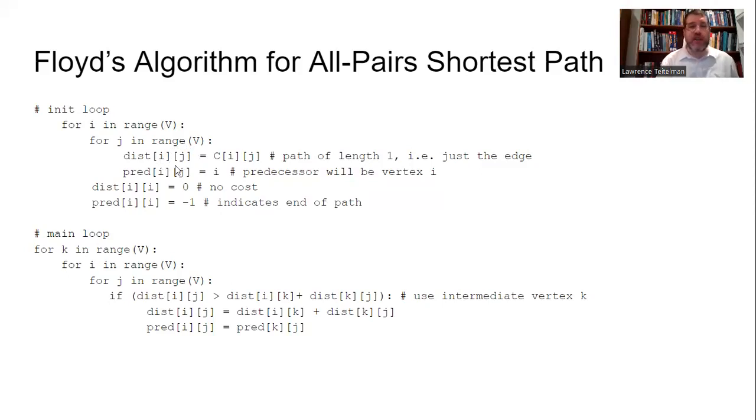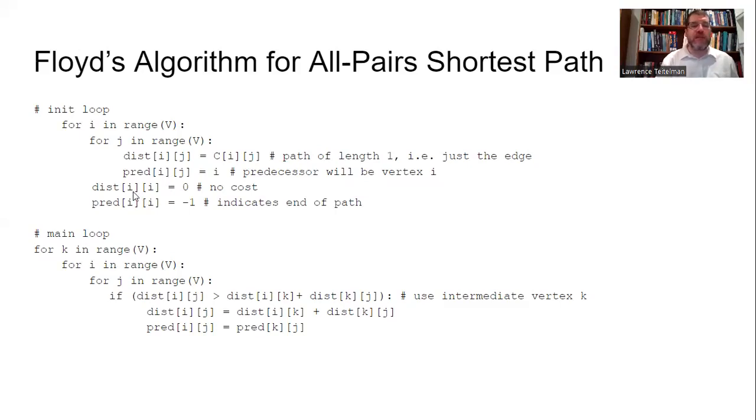And it says initially, the cost of going from I to J is just the cost of the edge from I to J. Okay, there is no other path that is available to us at this point. And the predecessor of going from I to J is just going to be I, because again, we're going directly from I to J. So what is the predecessor? The predecessor is going to be I, right?